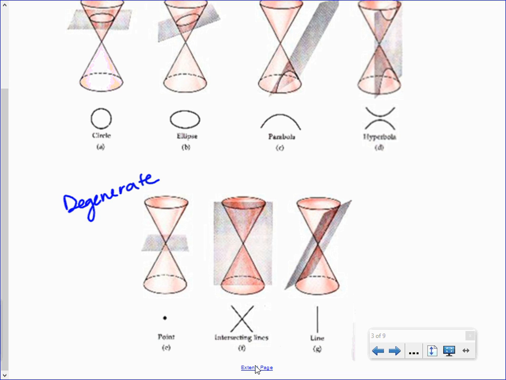What's that first one? A point? Well, I don't know. Do you mean degenerate? Degenerate is what that says. Okay. So those are the conic sections.